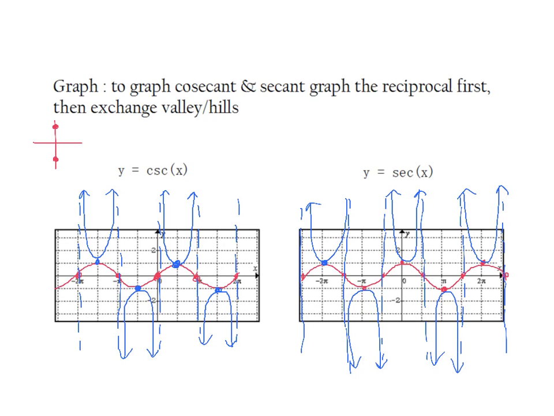Let's talk about those 4 features. If you look at amplitude, remember that's half the distance between the min and the max, and since these go to infinity, just like tangent goes to infinity, I can't really find an amplitude. The a value will affect my graph, but I don't have amplitude.